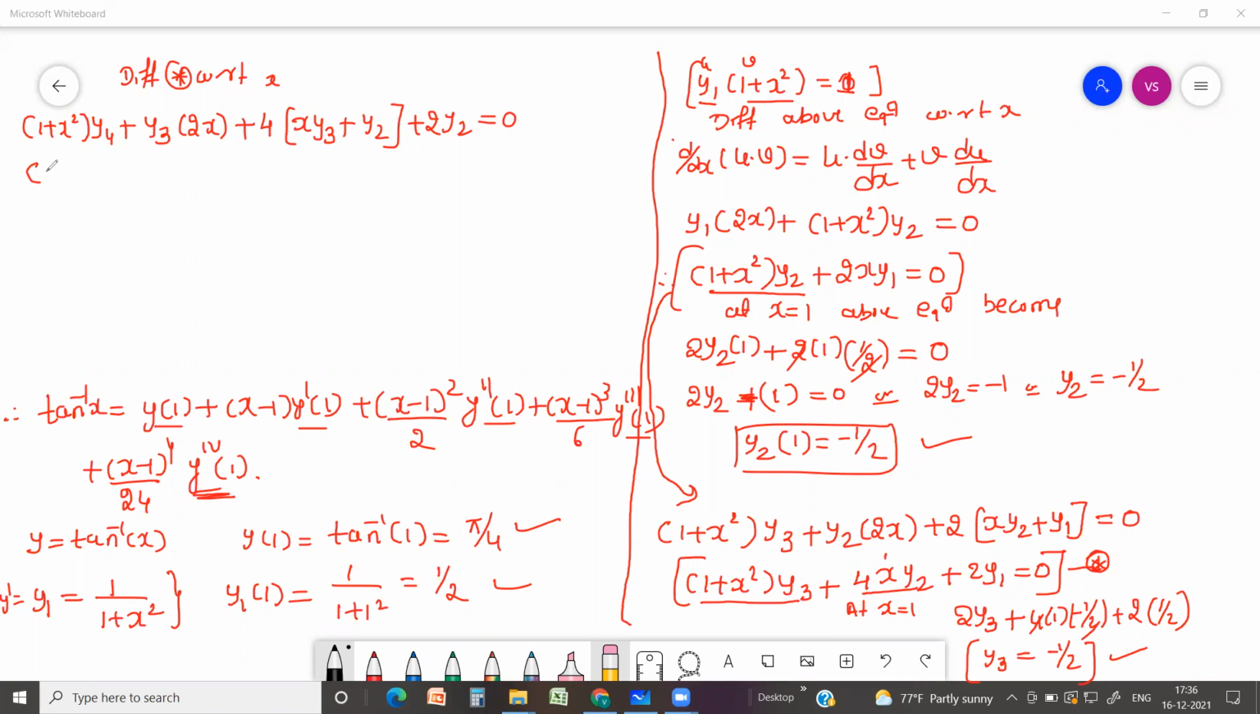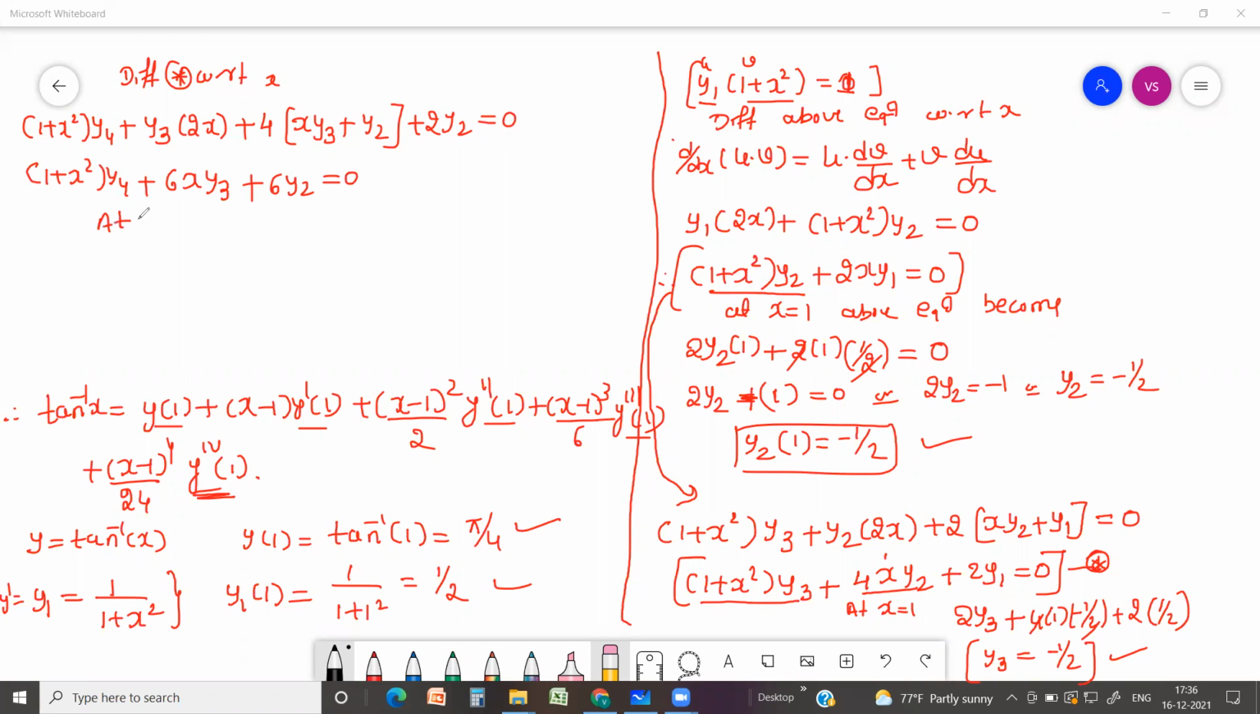So what happens? It is 1 plus x square y4, that is 2x y3 plus 4x y3. So it becomes 6 times x y3. It is 4y2 plus 2y2. So it becomes 6y2. This is equal to 0. Therefore, we want y4 of 1.